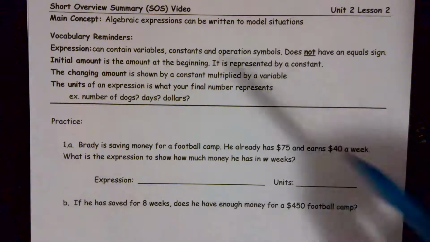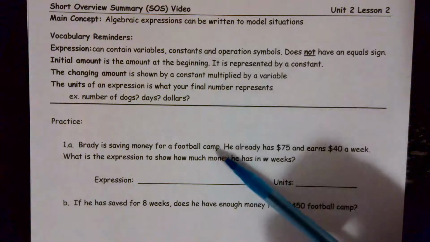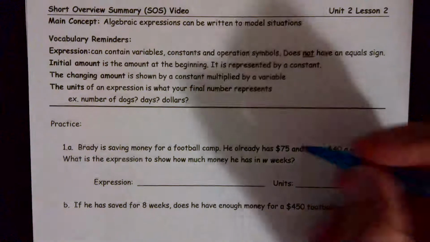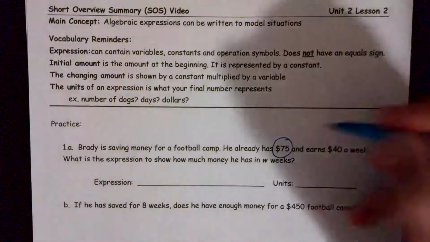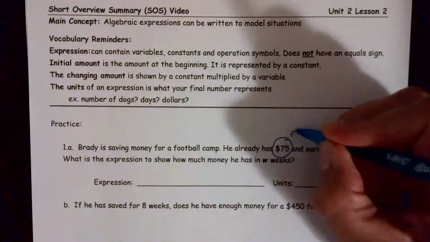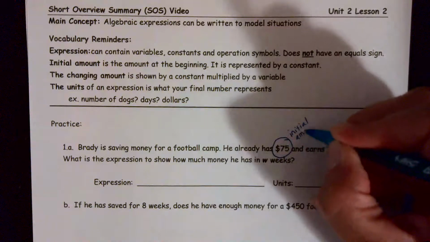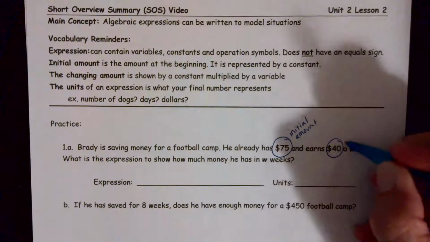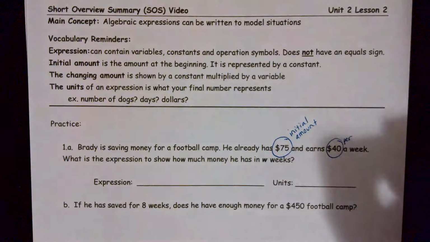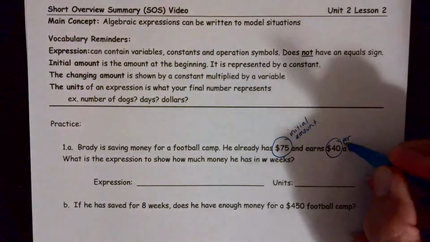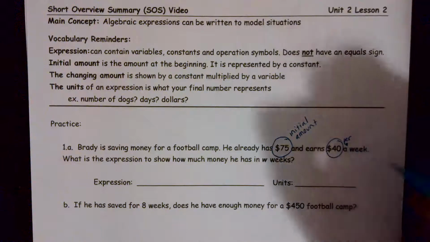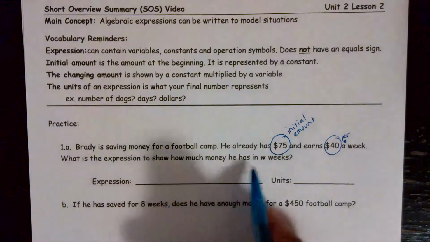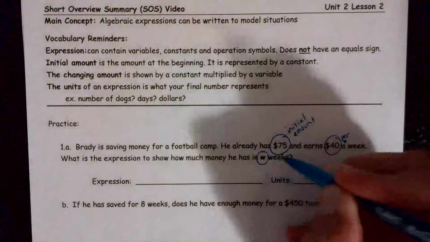Okay, so first one. Brady's saving money for a football camp. He already has $75 and earns $40 a week. So he has $75. That's going to be my initial amount. That's the amount that he's starting with. He earns $40 a week. A lot of times we're used to seeing this as per week. And when you see that, we're going to multiply 40 times some variable. What is the expression to show how much money he has in W weeks?